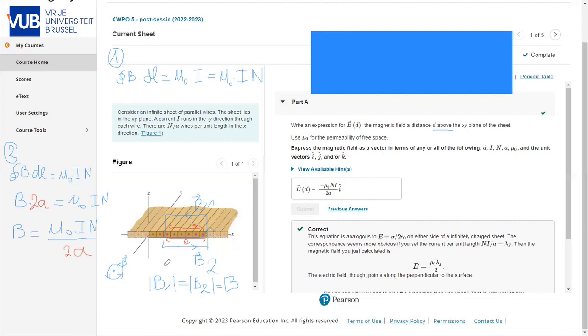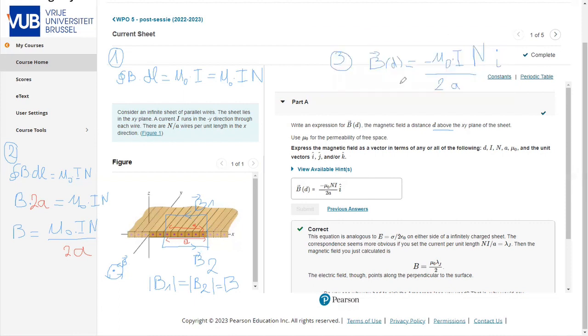That's very important for the third step. Okay, third step, finally the question: write an expression for B direction at distance D. So my B direction, or the magnitude of the field at distance D above. I underline this word because they only say above. So don't look at the B2 direction. I repeat, just look at the direction of B1.